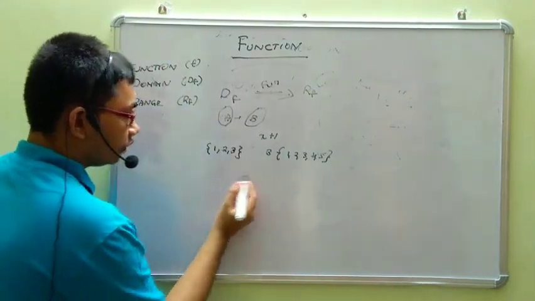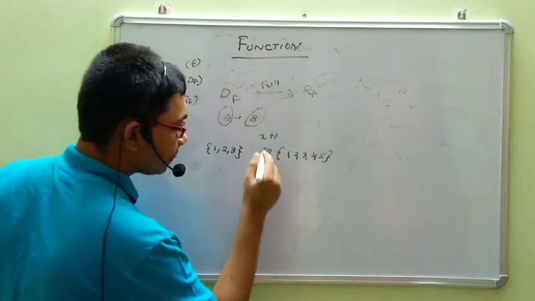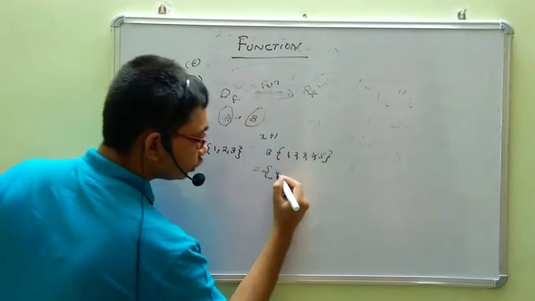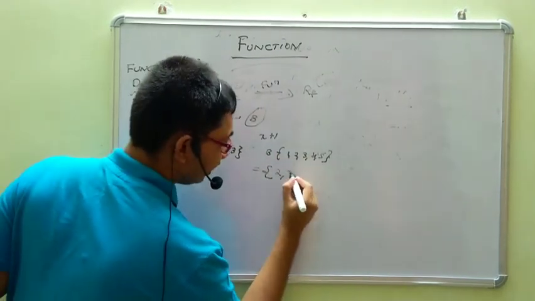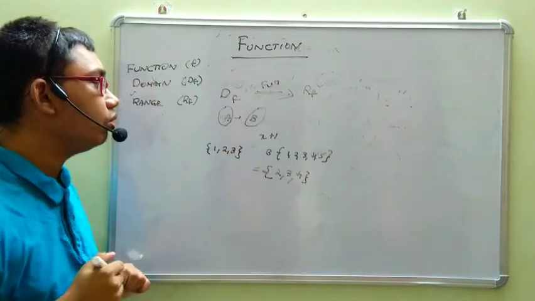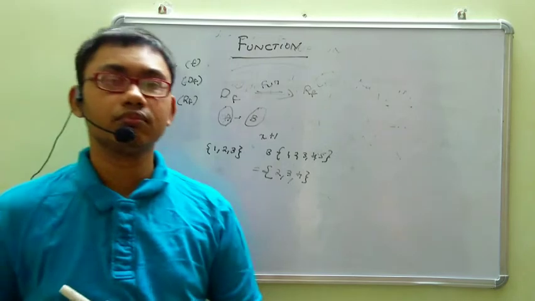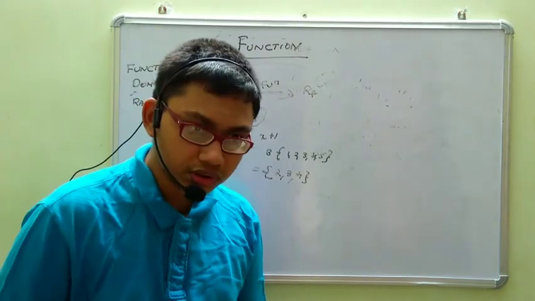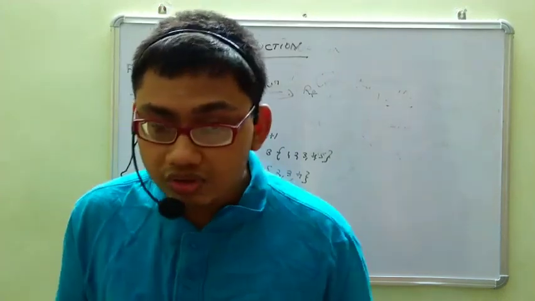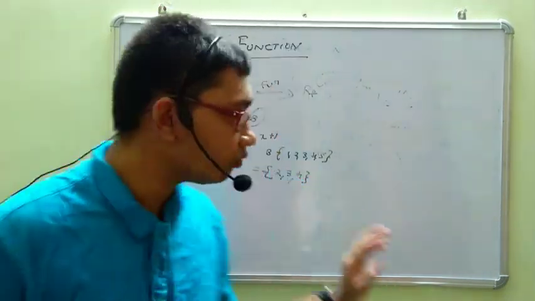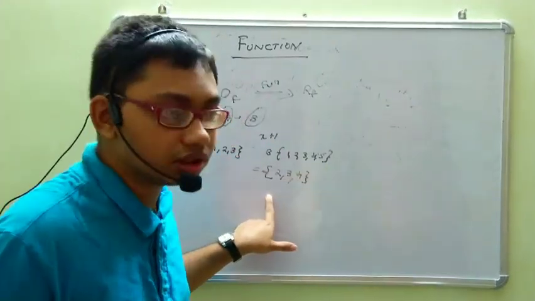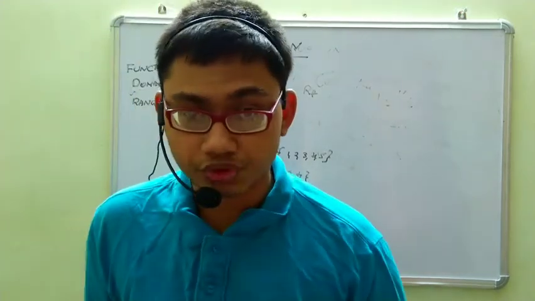What will be the range? Let us compute the range of this function. The range will be x plus 1. X is this item. 1 plus 1 is 2. 2 plus 1, 3. 3 plus 1, 4. Now tell me, are 2, 3, 4 elements of B? Naturally yes. 2, 3 and 4 are elements of B. But they are not the only elements of B. There are 1 and 5 also. So this set B encompasses or covers the range of this function.